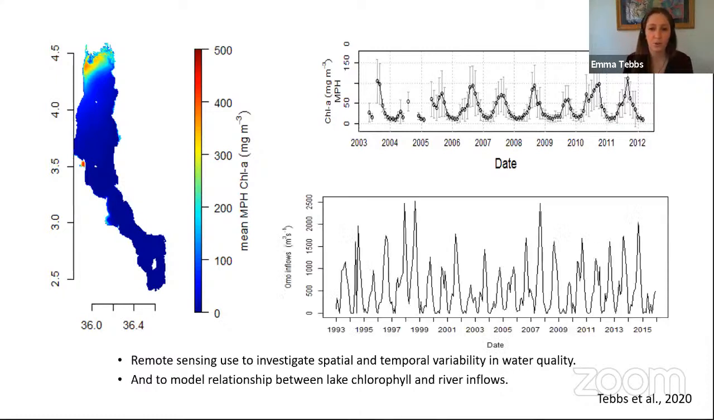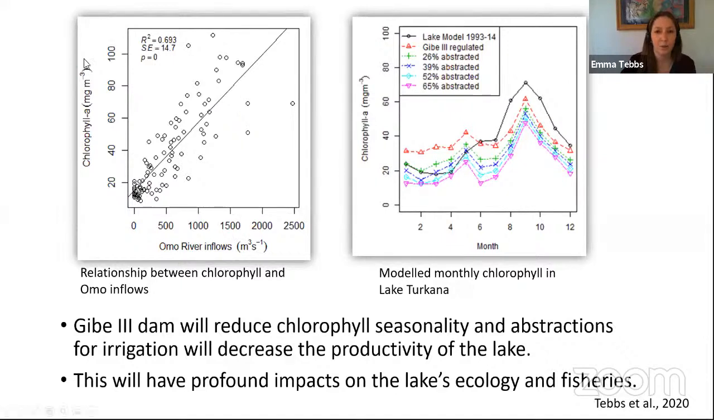We then linked this to information on Omo River discharge, and we found that there's also this kind of annual peak in river inflows. So we developed a model to look at the relationship between the two. Okay, so you can see here the relationship between chlorophyll and river inflows, and we found that there was a relatively good linear relationship between them. So we could then use that to develop a model for predicting how chlorophyll might change in the lake in future, given different future discharge scenarios.